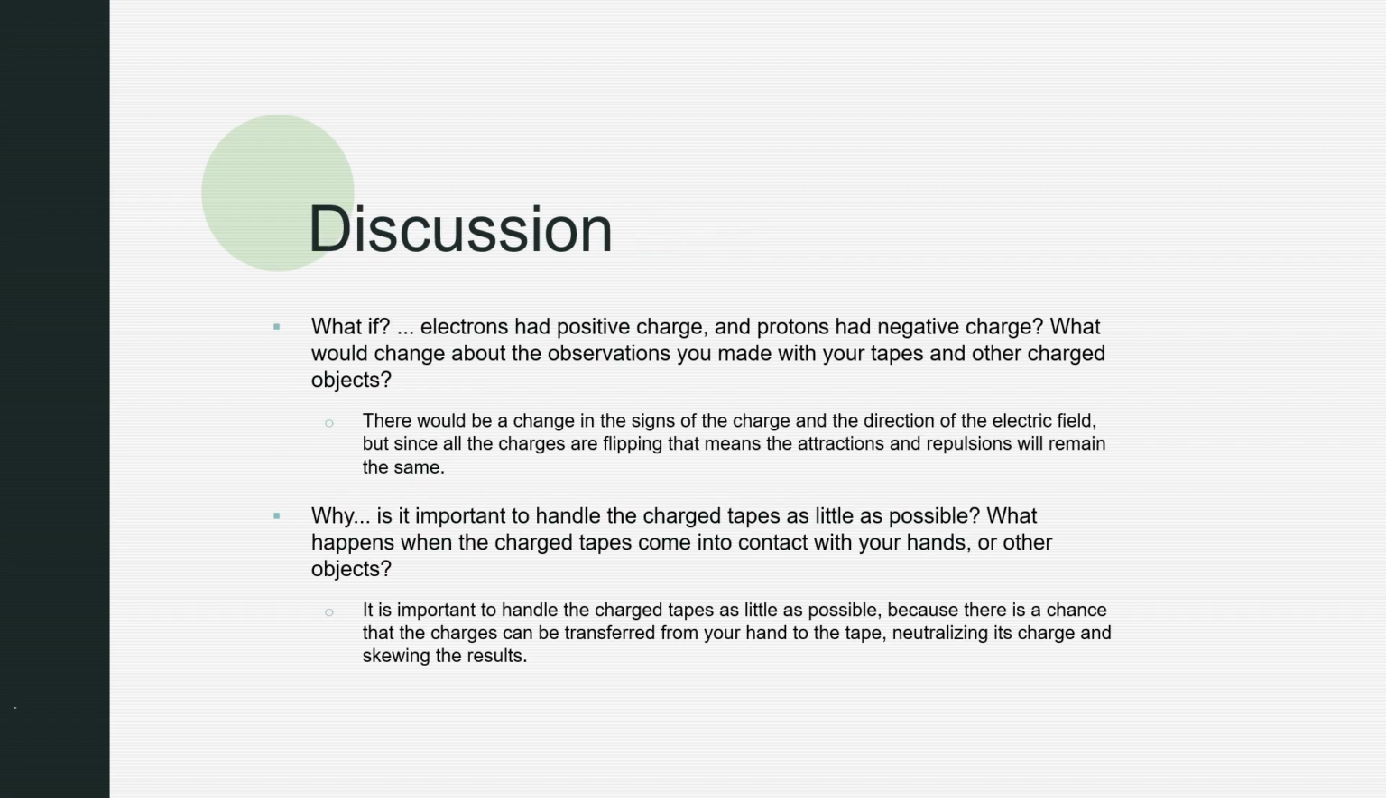For the what-if question, the signs of the charges would flip and the direction of the electric field would reverse. However, the attractions and repulsions between objects would remain the same since all charges would flip uniformly. For the why question, handling the tapes carefully is crucial. If you touch the tapes, charge transfer can occur, neutralizing their charge and skewing results. By minimizing contact, we maintain the tape's charge integrity and ensure reliable results.